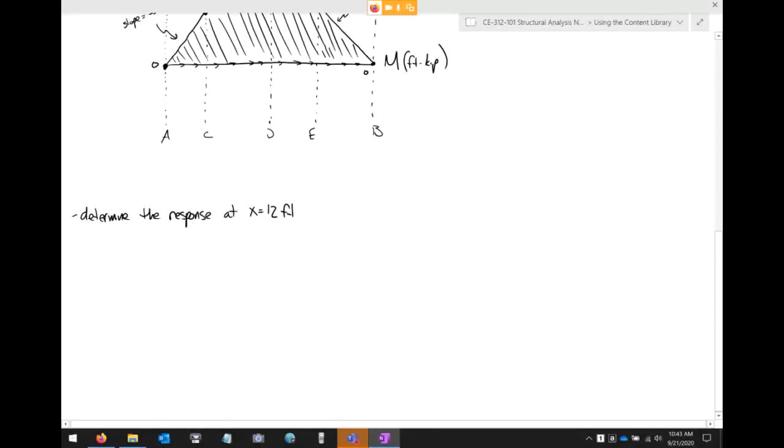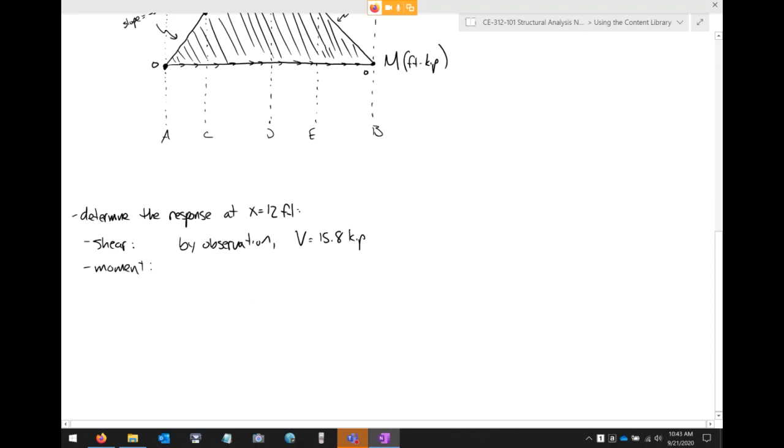Okay, so determine the response at x equals 12 feet. So for shear, I'm just going to say by observation, the shear is 15.8 kips. What about the moment?